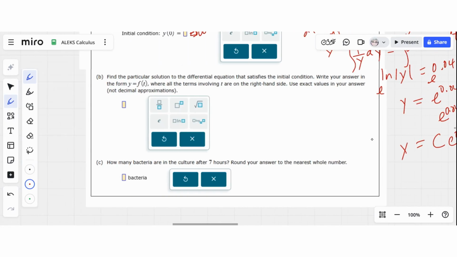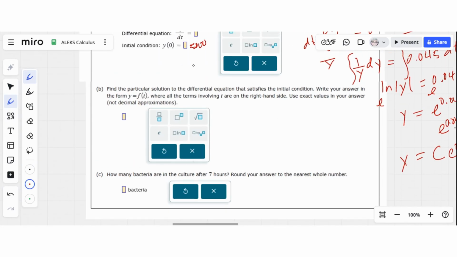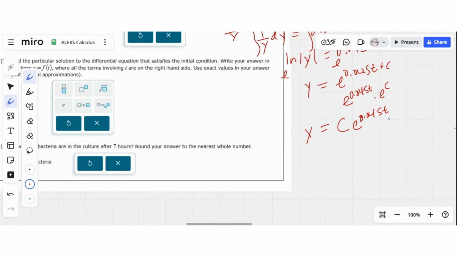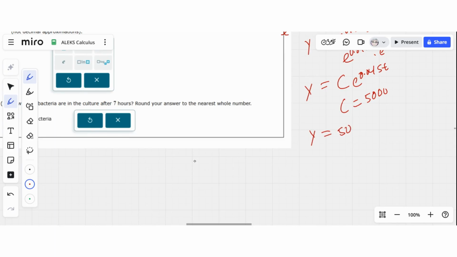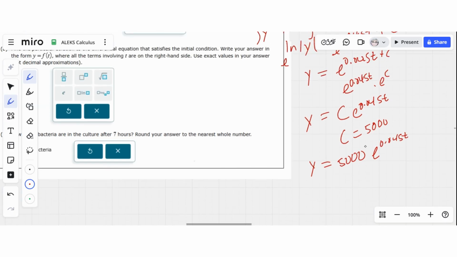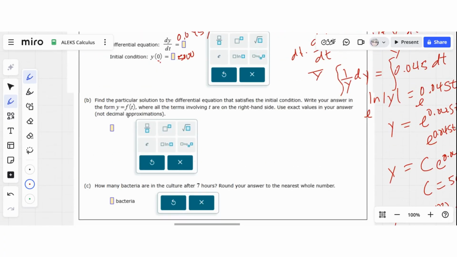We need to find out what c is, though, and we actually already know. It says the initial condition y of 0, that's where t is 0. If you multiply 0 by this power up here, it's going to be the power of 0. e to the 0 is 1, so c has to equal 5,000. If you plug in 0 for t, you get 5,000 out here for c, because y equals 5,000 at time 0. So now our equation is y equals 5,000 times e to the 0.045t power. Okay, so that is the general answer here.